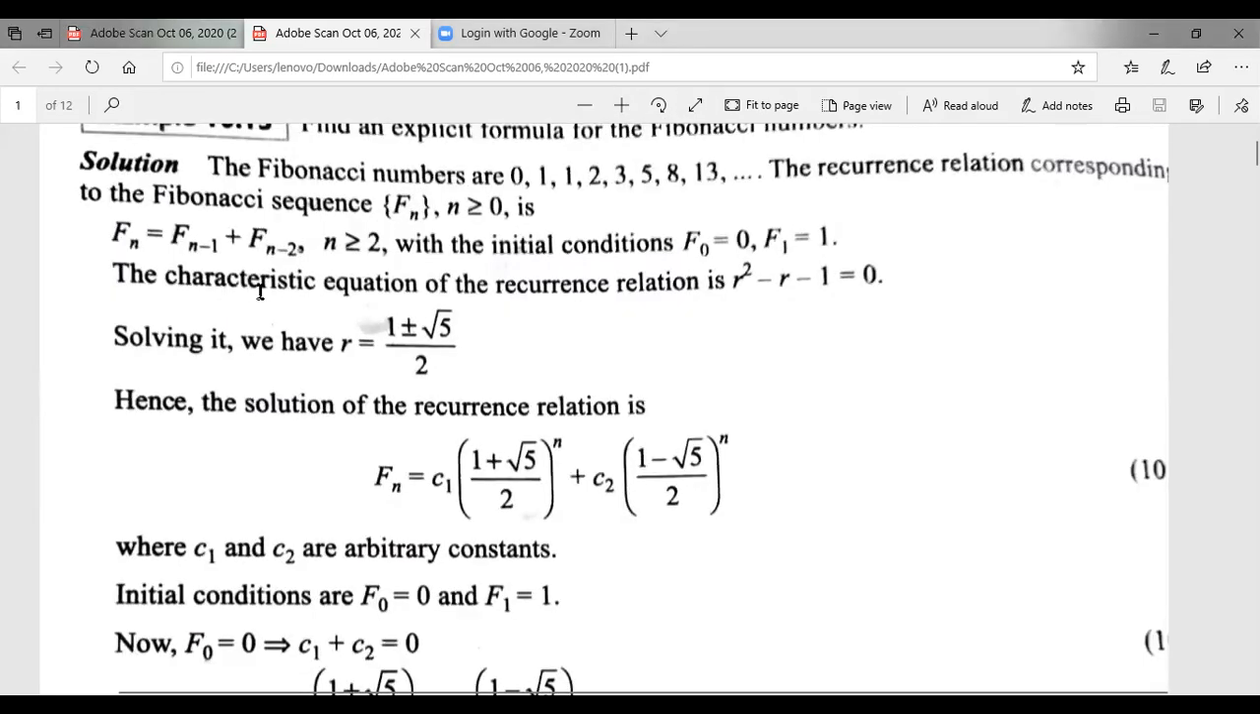First we write the characteristic equation of this Fibonacci recurrence relation, and the degree of this recurrence relation is 2. So the characteristic equation is r square minus r minus 1 is equal to 0. We solve this characteristic equation, and we get the roots r is equal to 1 plus or minus root 5 by 2.